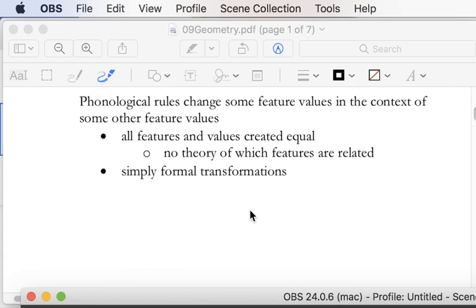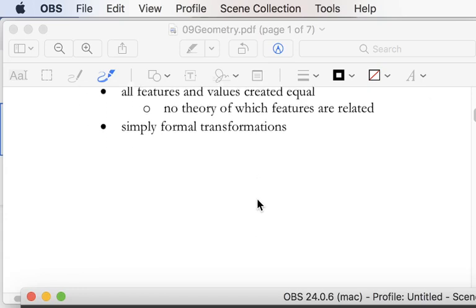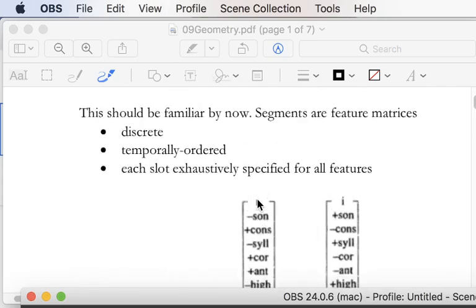Phonological rules in this theory will change some feature values in the context of some other feature values, with all features and all values, whether it's voicing or continuancy or labial or plus or minus, all created equal. So there's no theory of which features are related. These are simply formal transformations over formal objects.